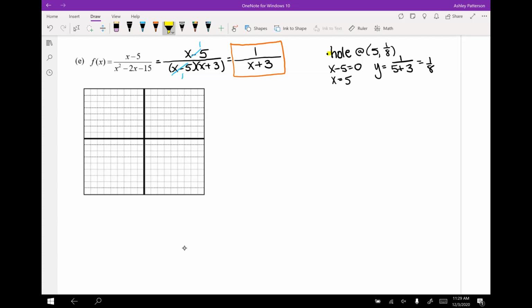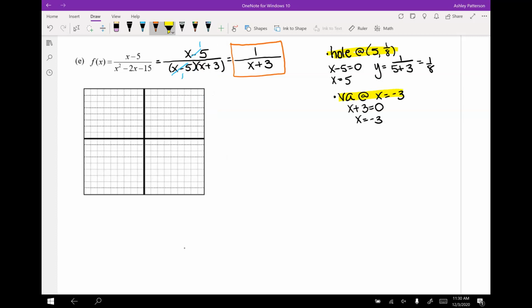Okay, so we know we have a hole. Just highlight that to kind of grab my attention. For vertical asymptotes, those come from the denominator. Remember, simplified form. So I'm going to take x plus 3 and set it equal to 0 to find that we have a vertical asymptote at x equals -3. Okay, simplified form. Don't forget that. I know I say that a lot.